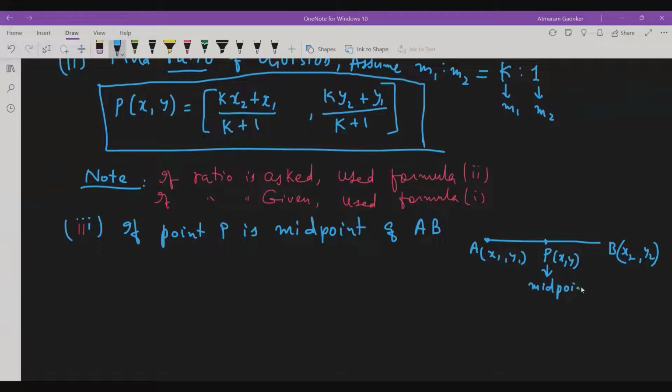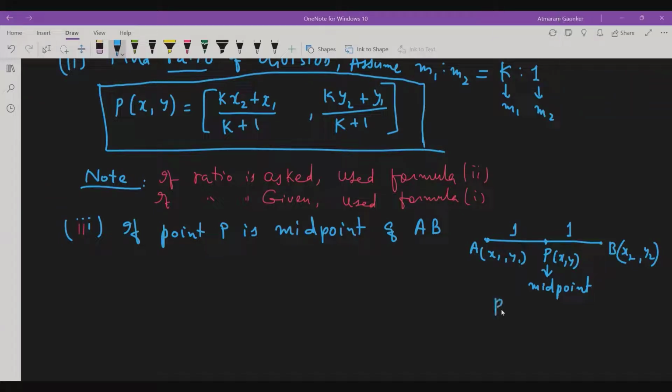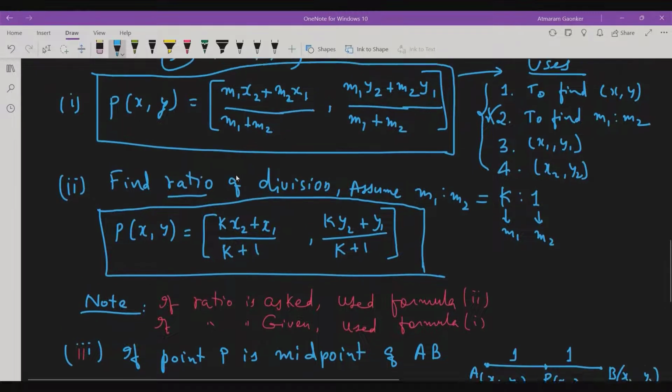So AP square plus PB square is equal to AB square, no, sir? No, let me complete this. The ratio is 1:1, right? If the midpoint is there, then the left hand side distance and the right hand side distance will be the same, no? So the ratio will be 1:1. Yes, sir. So if the ratio is 1:1, what will happen to this formula?